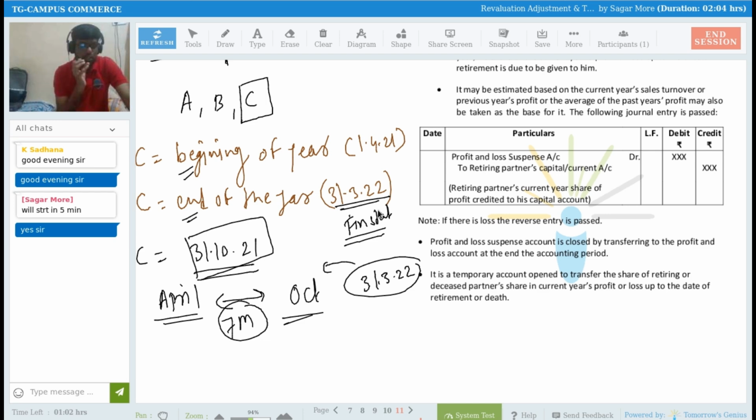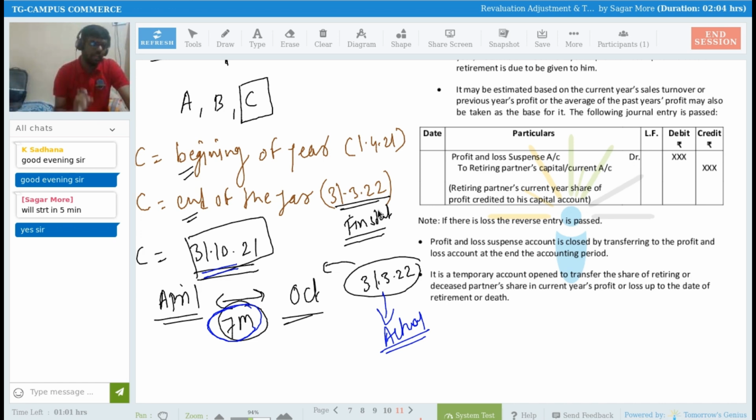So the first thing is you can assume it, it's not an actual profit, right? Because the actual profit you will be getting when? On 31st of March 2022 only, right? When you prepare your profit and loss account on 31st of March 2022, at that time you will be getting the actual profit. But sir, if you are calculating profit on 31st of October 2021, it's not your actual profit, it's an estimated profit, right? You are estimating what would be the profit of this whole year from April to March, and by considering that 12 months of estimated profit, you will give a share to that retiring partner for the 7 months, right?